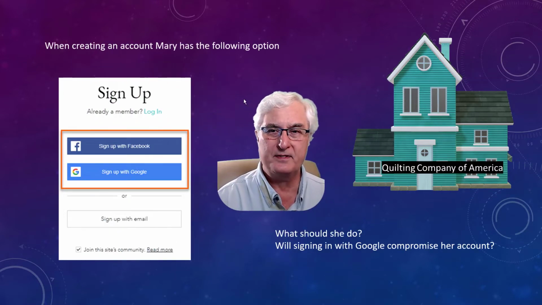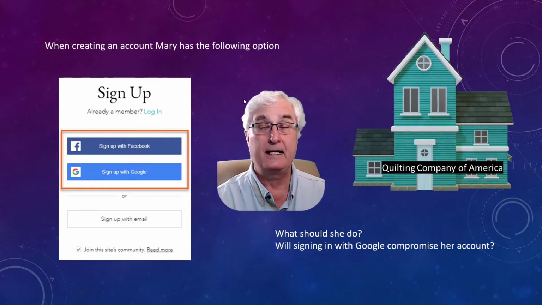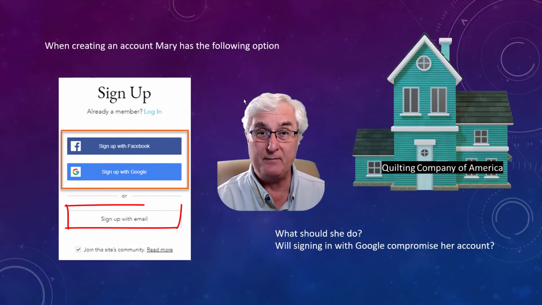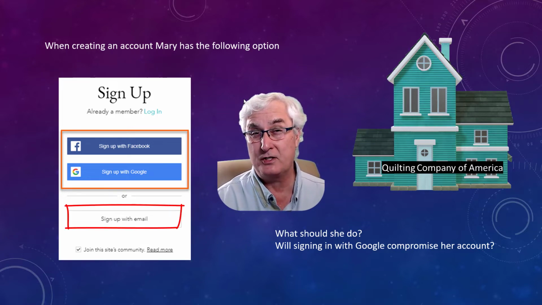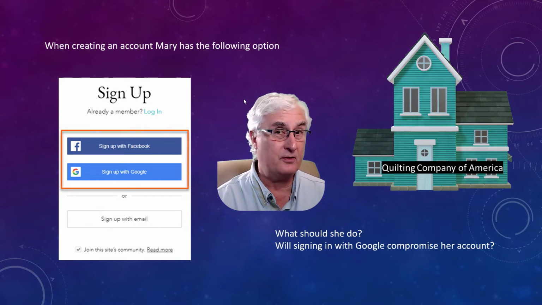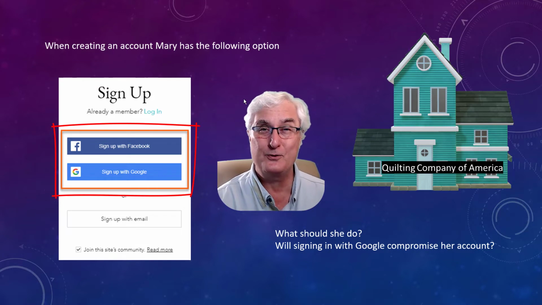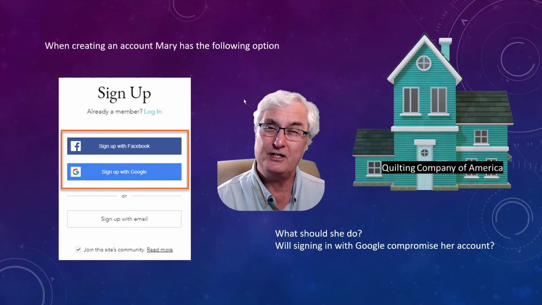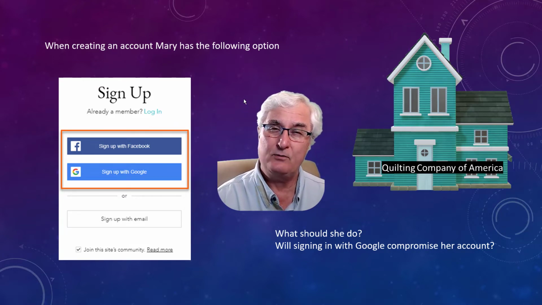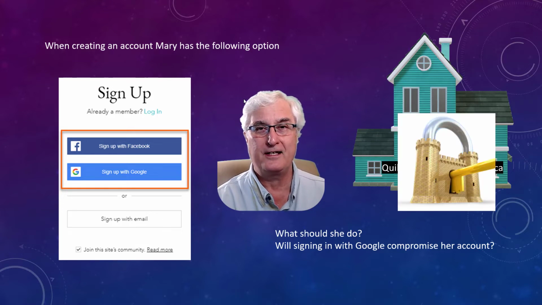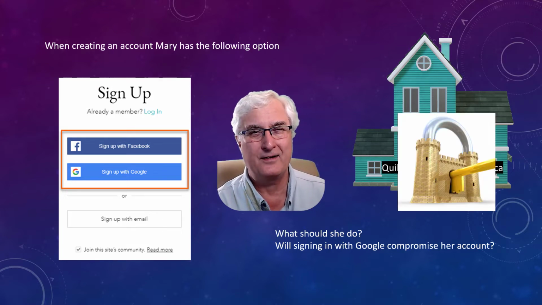Mary goes to the website of the Quilting Company of America. In the sign-up process, she gets an image like this. She has a number of options. She can sign up with her email account, which means the traditional way, she has to set a password. But she also has the option of signing in with Facebook or signing in through her Google account. What should she do? In signing in with her Google account, would this compromise it in any way? Is she giving the Quilting Company of America the keys to the castle? Let's find out how this works.